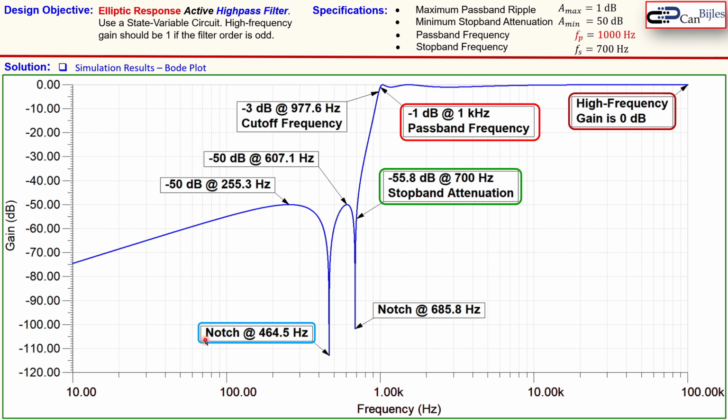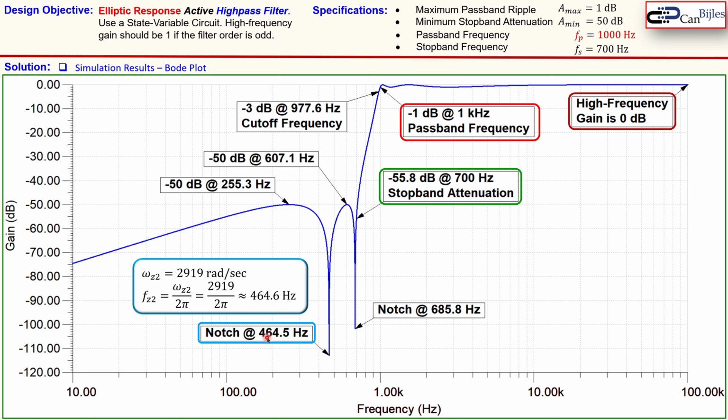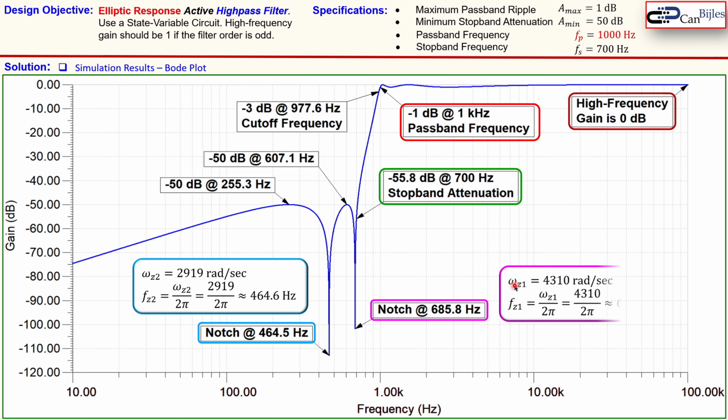Now we have here two notch frequencies. This is at 464 hertz approximately, and that is really the zero frequency of the second stage, which was 2919 radians per second. And if you convert that, you get this value, which is very close to what we see here in the simulations. The other notch frequency is here at 685.8 hertz, and that is then the zero frequency of the first stage, which you see that here. And if you now also calculate that in hertz, you see that that is really close to what we have in the simulations. So it is as expected and according to specifications for our high frequency gain, the passband frequency, and our stopband attenuation.